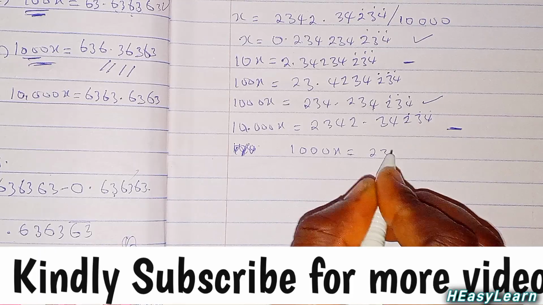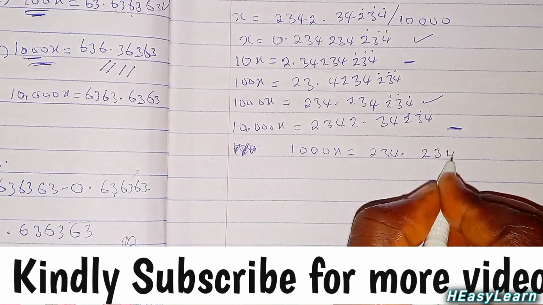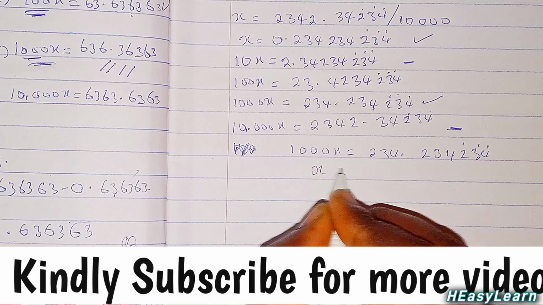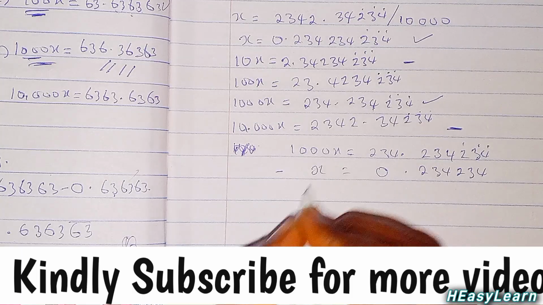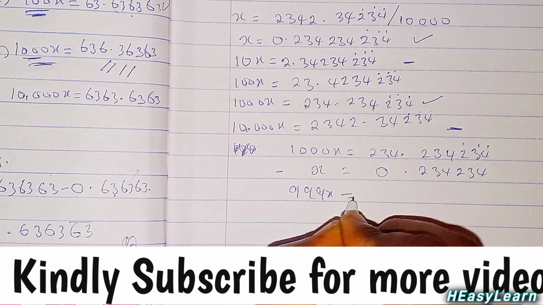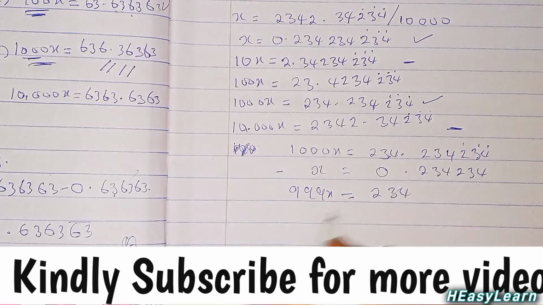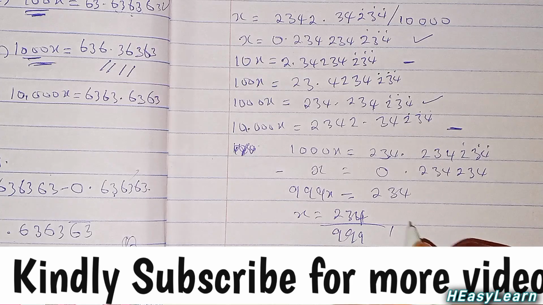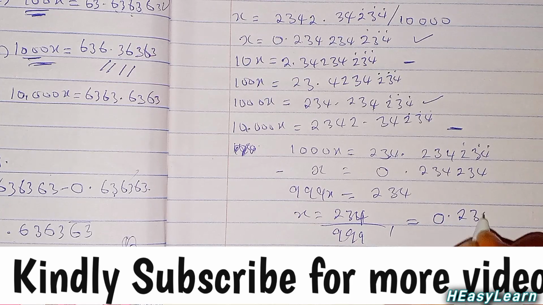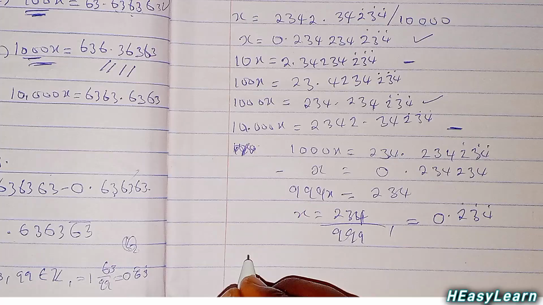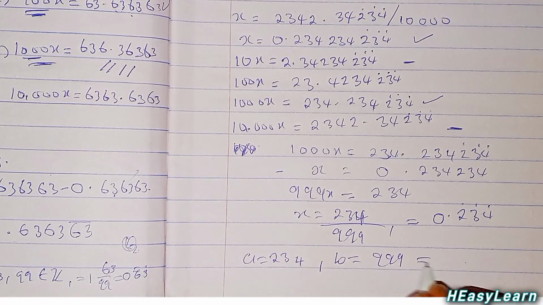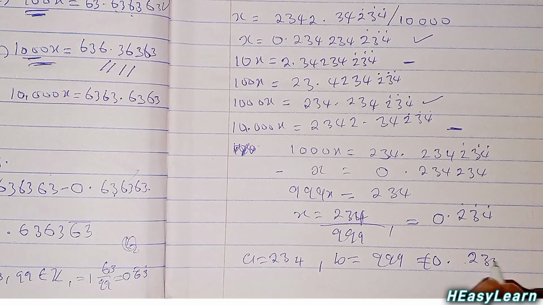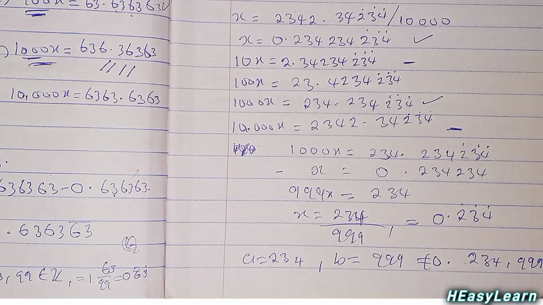100x is the same thing as 234.234. Again, x is equals to 0.234234. So when you subtract, you have 999x is the same thing as 234. So x is equals to 234 divided by 999. Of course, this is the same thing as 0.234 repeated. We have found the fraction where a equals to 234 and b equals to 999 not equals to 0, and 234, 999 is in set of integers.